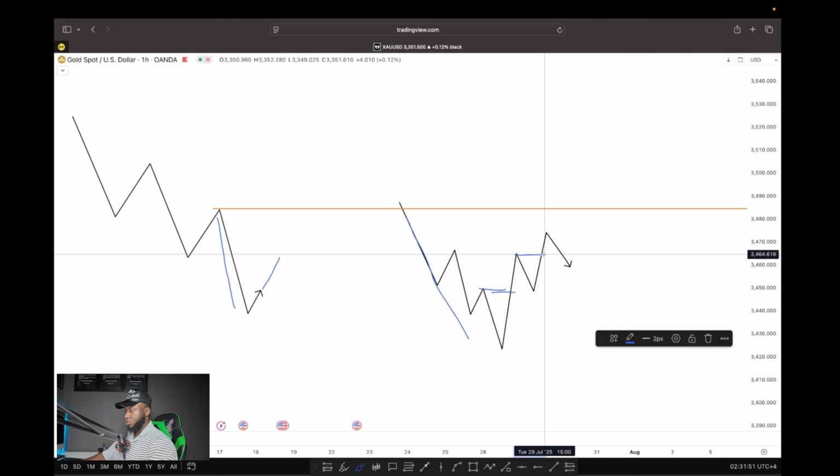So there's a break of structure. I can just wait for a pullback, identify a key level, get an entry right here, confirmation, and then trade this also to the upside for the day. That is something I can pretty much do.